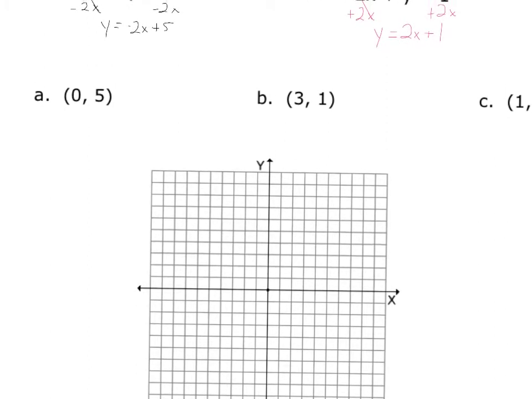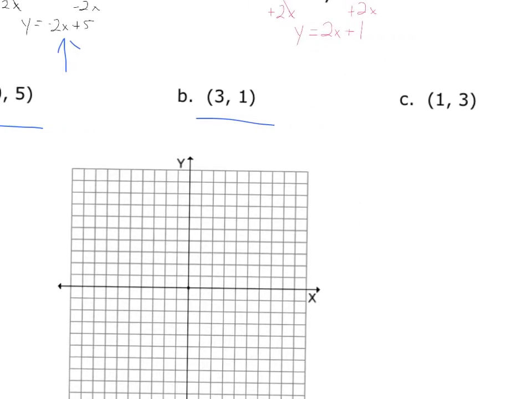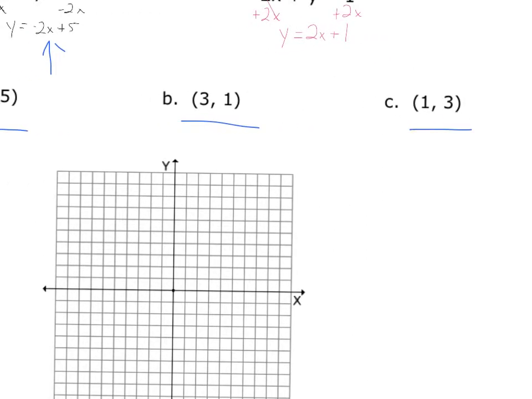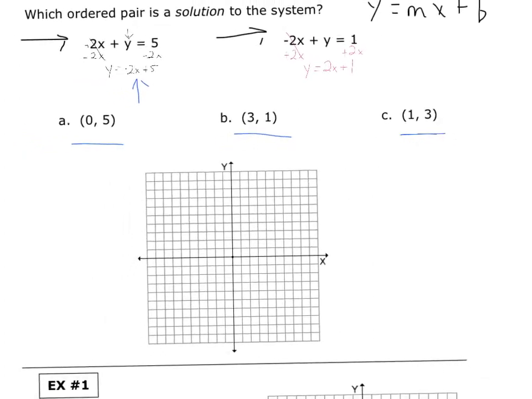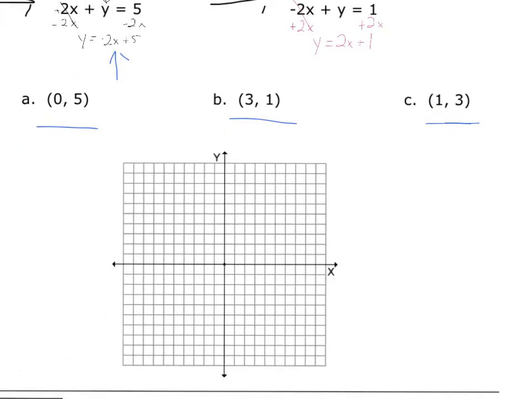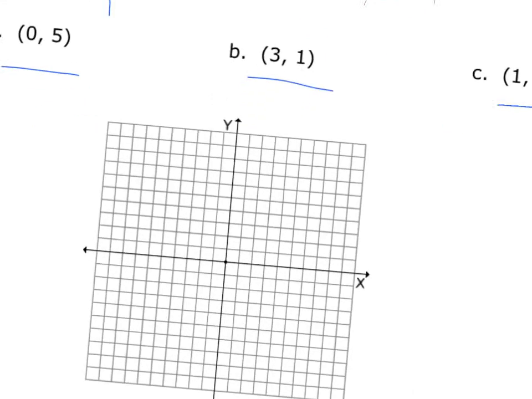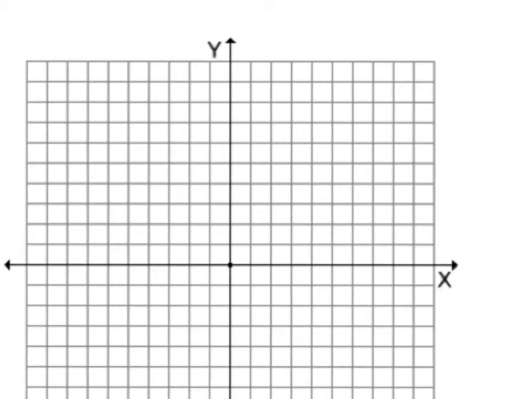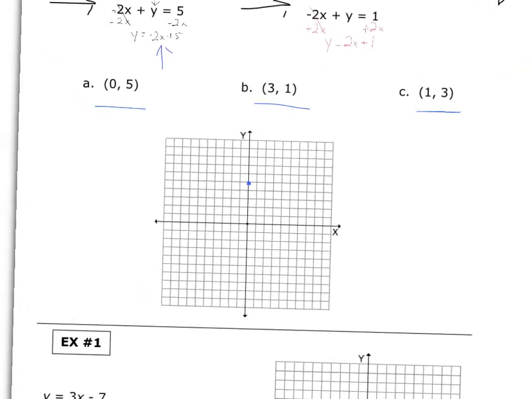Okay, so let's start. I'll graph this one with my blue line, and we're going to see which one of these ordered pairs ends up being the area where these 2 lines cross. Okay, so on our first equation, we had y equals minus 2x plus 5. Our y-intercept is 5, so we're going to go up 5 spots on our graph. 1, 2, 3, 4, and 5. And you have your blue dot right there.